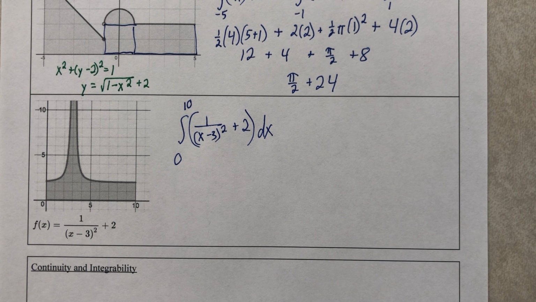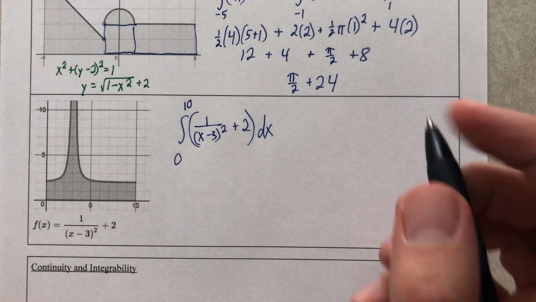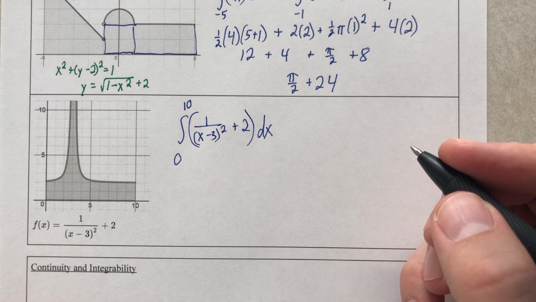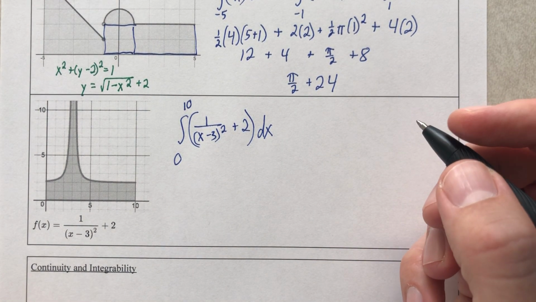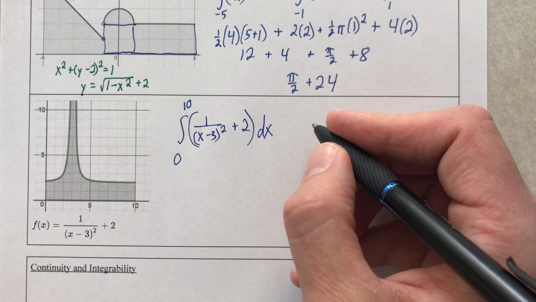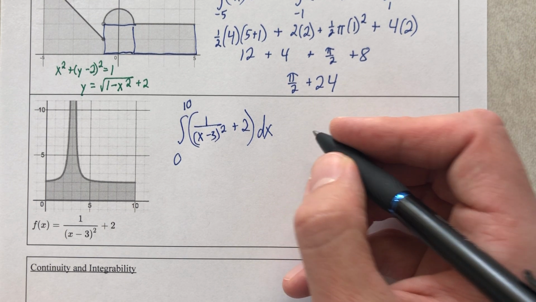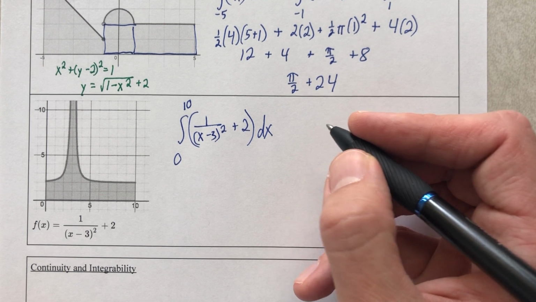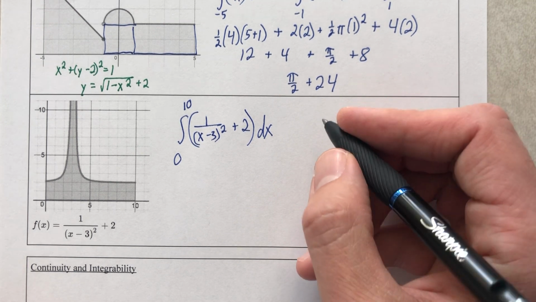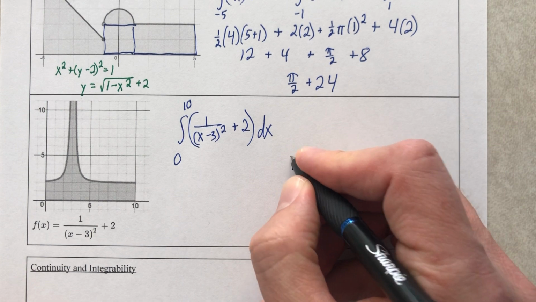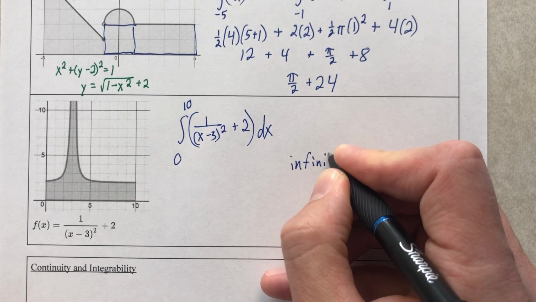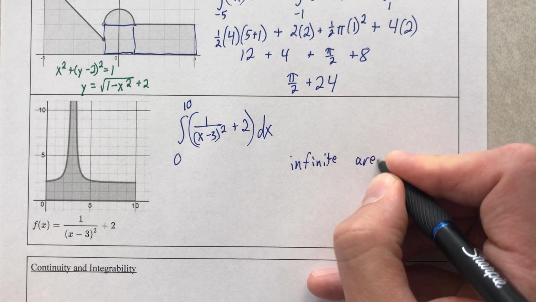And the final answer, you want to know? I'm glad you want to know because I'm going to tell you. The final answer is undefined. Or you could say infinity. You could say it does not exist. It's basically an infinite area. I'm going to write it that way. Infinite area.